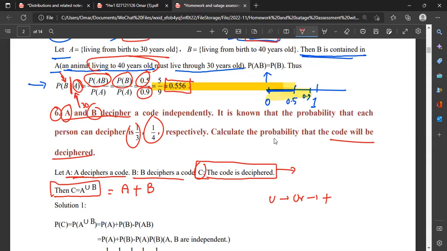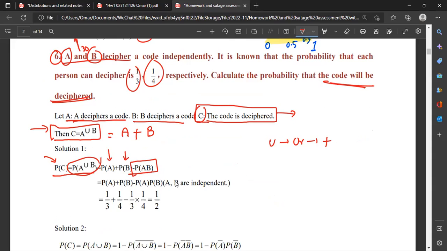So we need to calculate the probability that the code will be disappeared. So we have to find P of C, right? P of C. We already know that C equals A union B. So P of C will be P of A union B, and for P of A union B, the formula is P of A plus P of B minus their intersection, or minus P of AB.